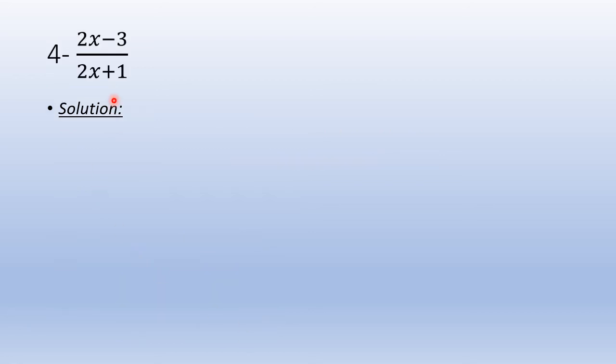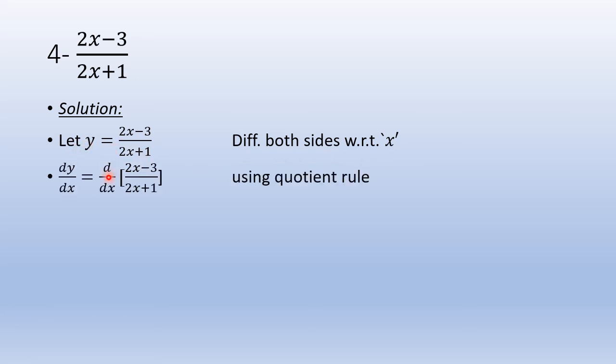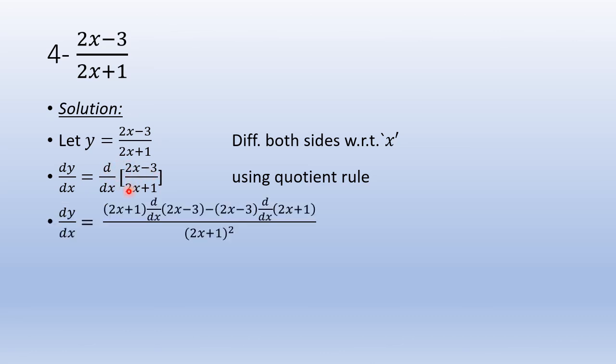Question number 4. We have to take the derivative of 2x minus 3 divided by 2x plus 1. Let's take y equals 2x minus 3 by 2x plus 1. We have to differentiate both sides with respect to x. So we put d by dx on both sides. Now on this side we are going to apply the quotient rule, which is 2x plus 1, that is denominator square here. Then denominator constant, derivative of numerator minus numerator constant, derivative of denominator.